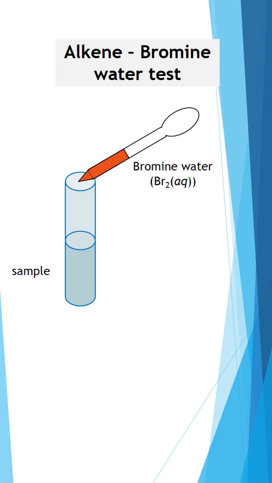Okay, the bromine water test is a test that we can do to identify if a molecule has a double or triple bond, or if it is unsaturated. What we do is we take maybe 2 milliliters or 2 cubic centimeters of the sample, put it in a test tube, add about 10 drops of bromine water and shake it. Now this orange bromine solution will go colorless if the double bond is present.